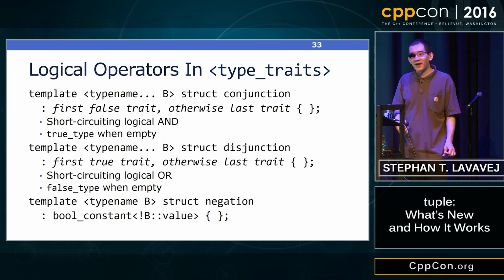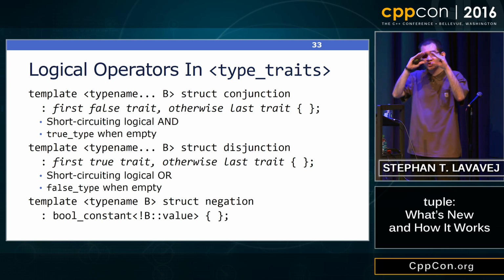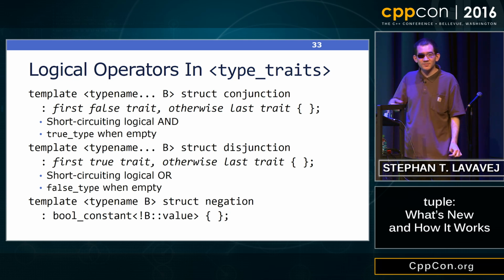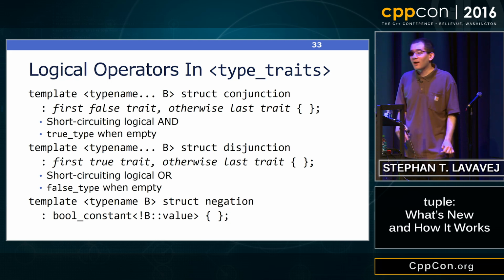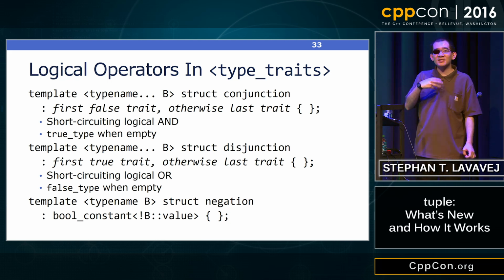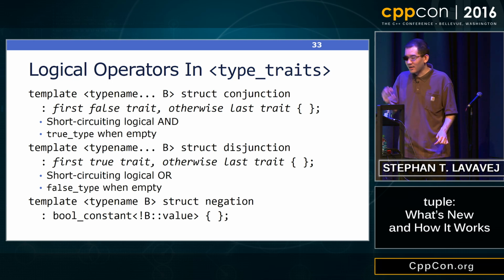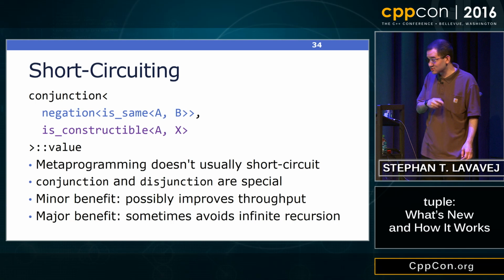And conjunction is defined to be true type if you say conjunction of literally 0 types. This happens to be useful. Disjunction is basically the same, but logical or. And negation can negate a single type trait, but at the type trait level without going down to the Boolean level of getting double colon value. And we'll see very shortly why this is useful.